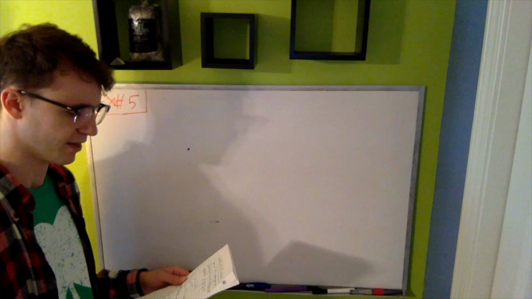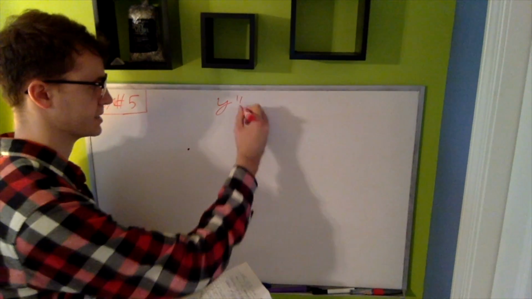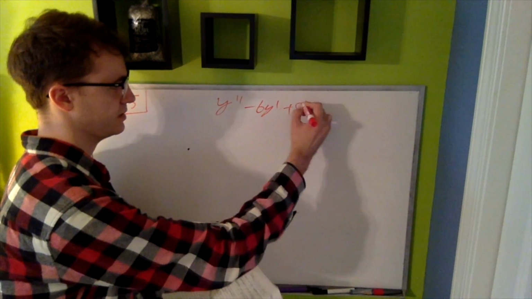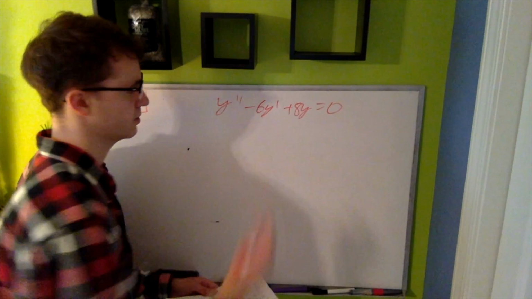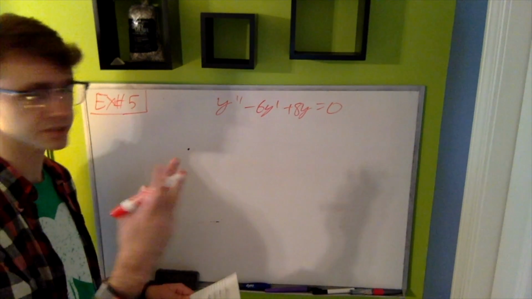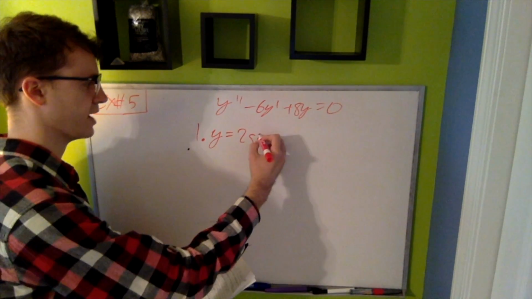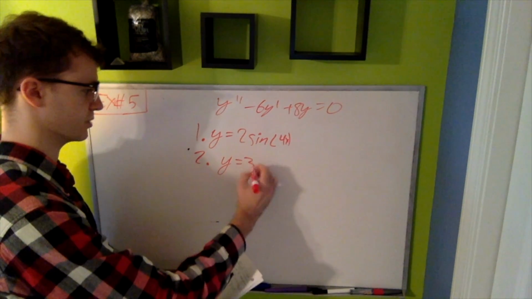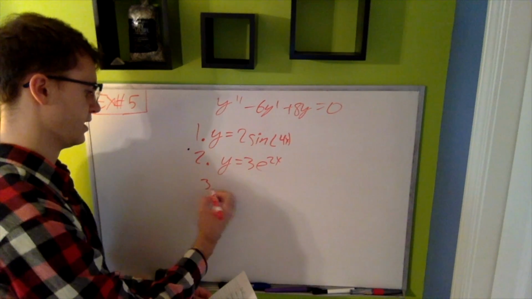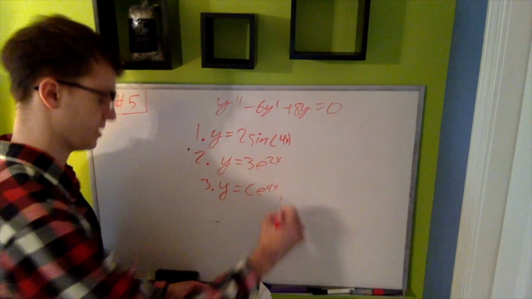So in example number 5, we're going to talk about which of the following are solutions to the differential equation y double prime minus 6y prime plus 8y equals 0. This is the differential equation that we want to find a solution to. It gives us 3 options as potential solutions. We have 1, which is y equals 2 times the sine of 4x. We have number 2, which is y equals 3e to the 2x. And we have number 3, which is y equals c times e to the 4x, where c is a constant.